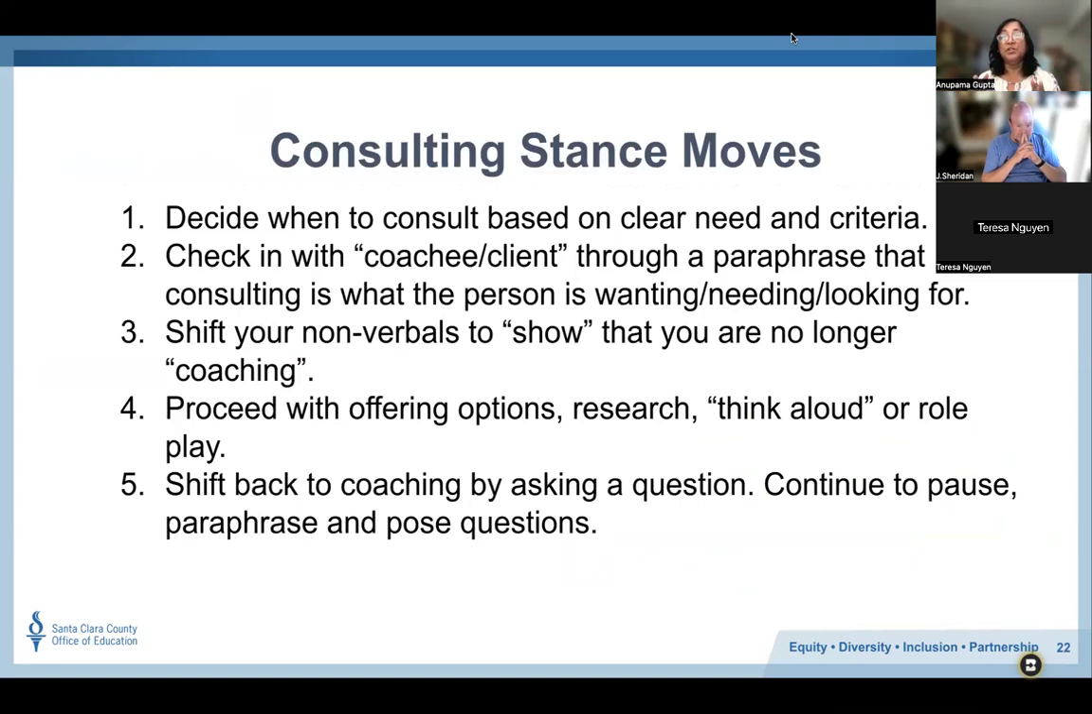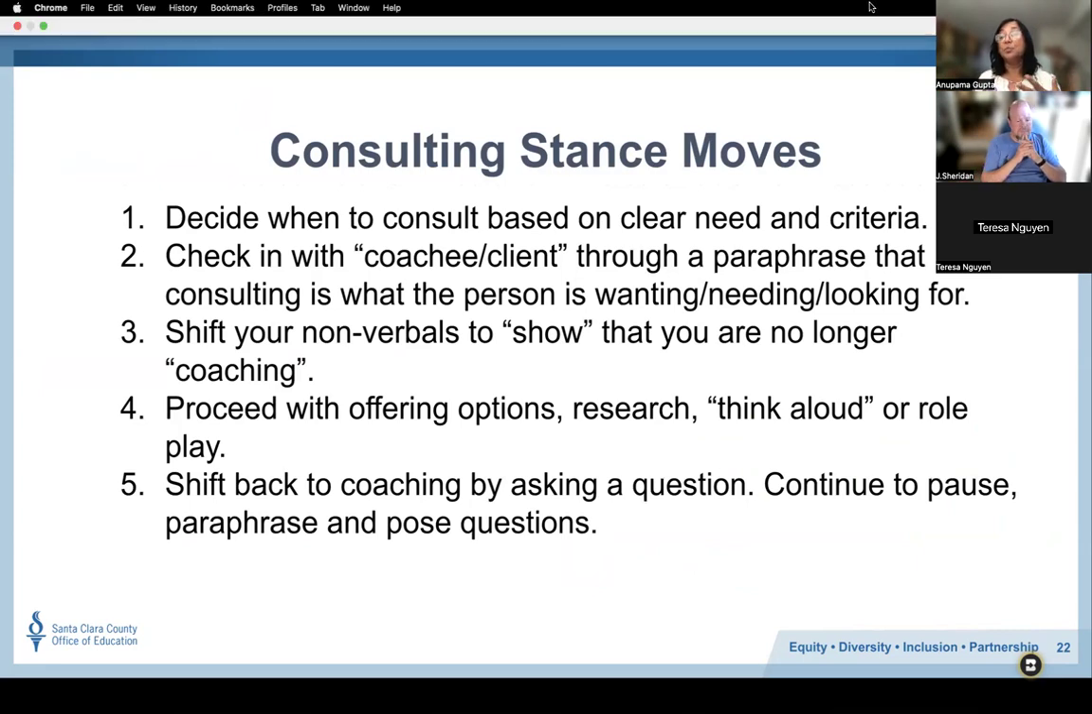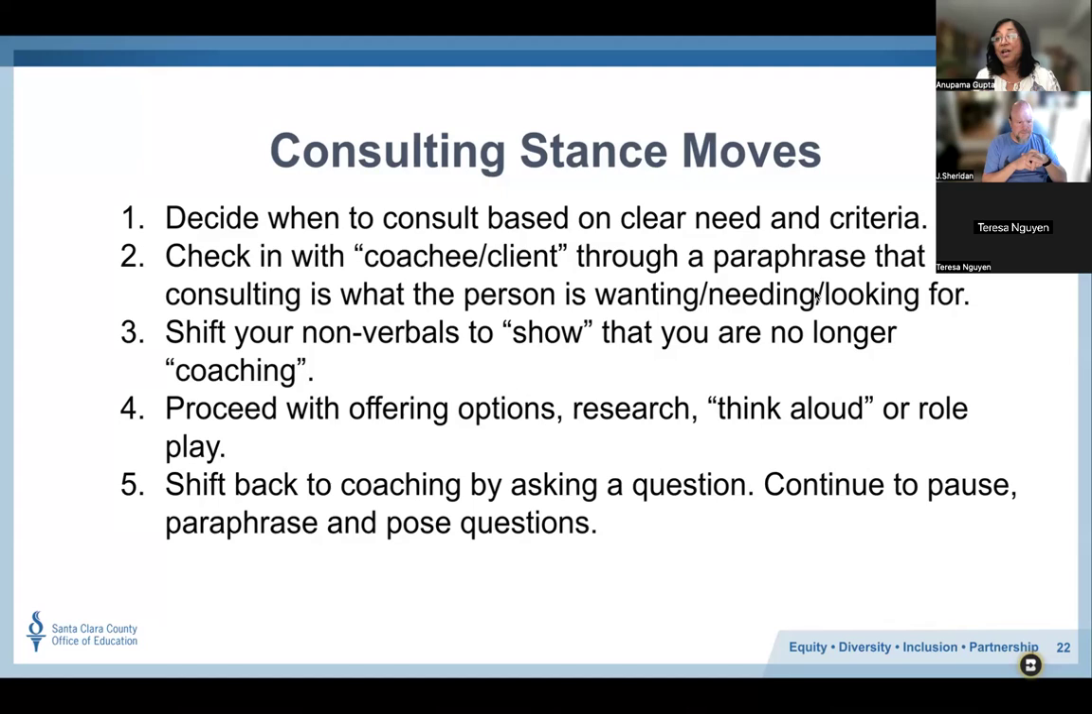So this is the move when you realize that I need to switch my role. You check in with the coachee and client through a paraphrase that consulting is what the person is wanting. So you let them know that I'm going to switch my role. I'm going to become a consultant. And this is because that's what you're asking me. Shift your nonverbals to show that you're no longer coaching. Proceed with offering options, research, think aloud and say, oh, okay, I'm going to put myself in your position and let's see, and think how I would address this, or role play. And then shift back to coaching by asking a question.